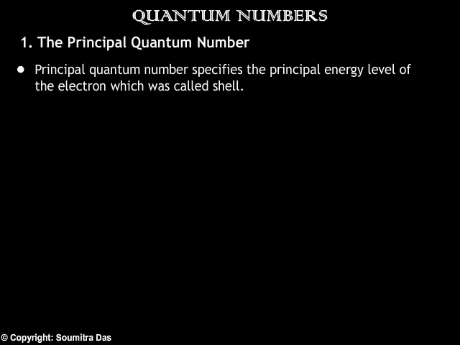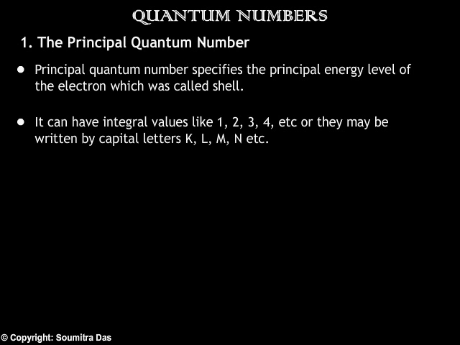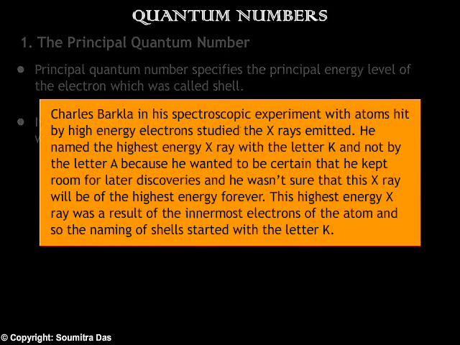Principal quantum number specifies the principal energy level of the electron, which was called shell. It can have integral values like 1, 2, 3, 4, or they may be written by capital letters K, L, M, N, etc. Charles Barkla, in a spectroscopic experiment with atoms hit by high-energy electrons, studied the X-rays emitted.